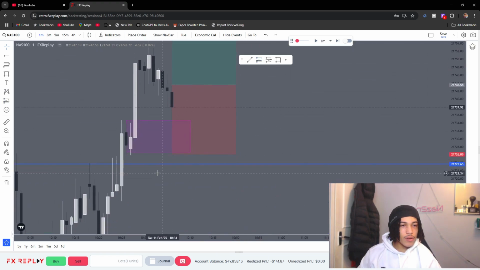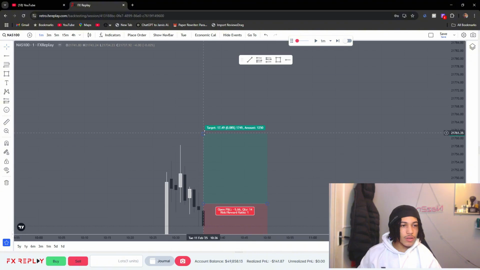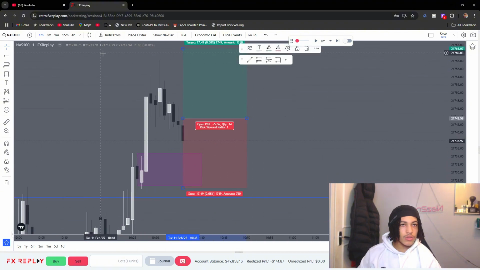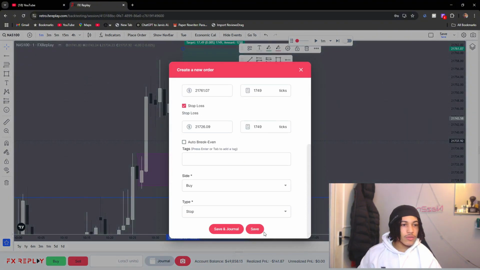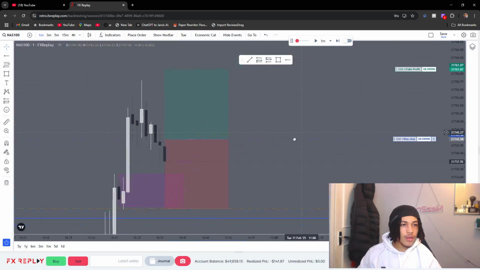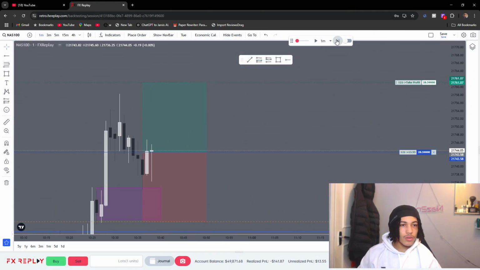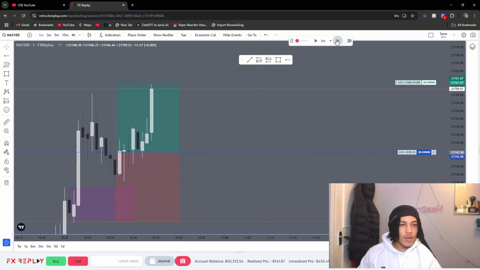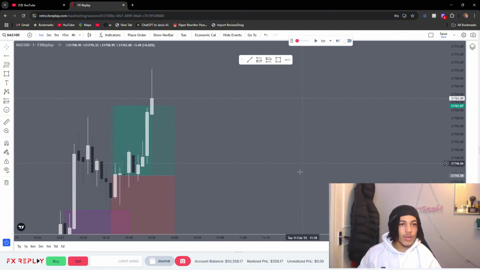Place your entry here, stop loss below the supply zone, targeting a 1-to-1, place order on 1% risk, save, then you enter, and you hit a 1-to-1.